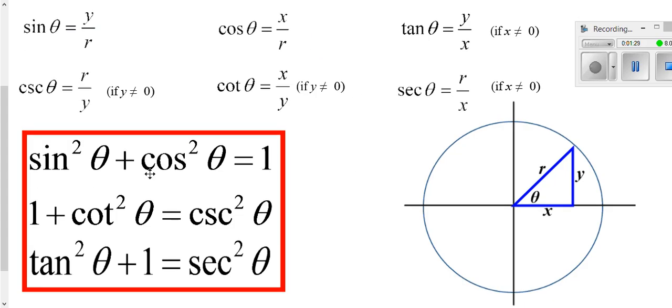Also be aware that sine squared plus cosine squared equals 1, and 1 plus cotangent squared equals cosecant squared, or tangent squared plus 1 equals secant squared. We can go into more detail what those are and why in class.